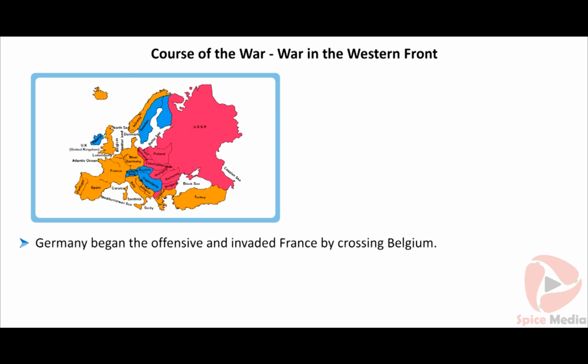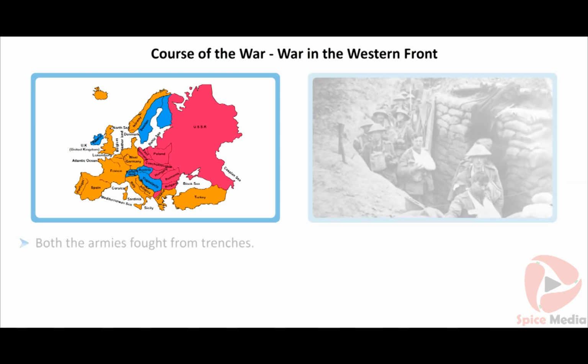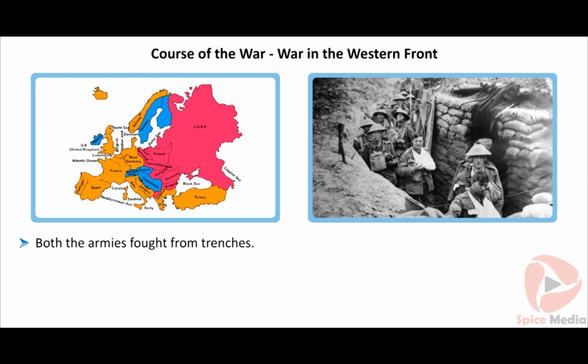Germany began the offensive and invaded France by crossing Belgium. The advance of the German forces could not be stopped by the British and French forces, yet the Allies were able to hold them in check in the Battle of Marne. Both the armies fought from trenches. A trench is a long narrow ditch used for concealment and protection in warfare.